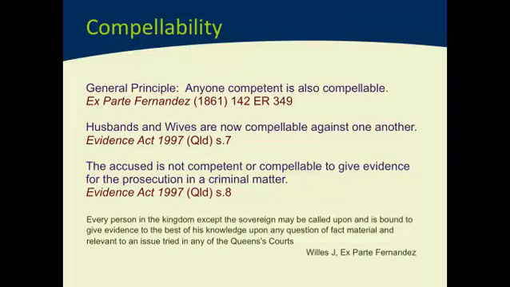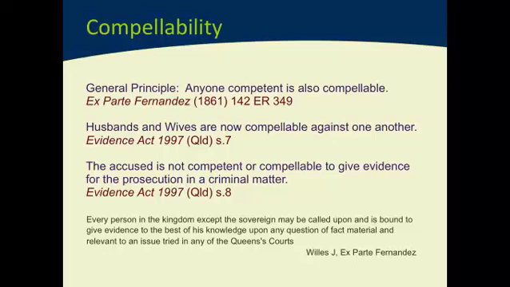Then we move on to the concept of compellability. If competence says who's allowed to give evidence, compellability says who must give evidence. You see, generally speaking, you don't have a choice about whether to give evidence. If you know things and you are called upon to give evidence by the court, you have two choices. You give evidence or you go to jail. The general principle of compellability is that anyone who is competent is also compellable. So that's the starting point. Anyone who's competent to give evidence can be compelled to give evidence.